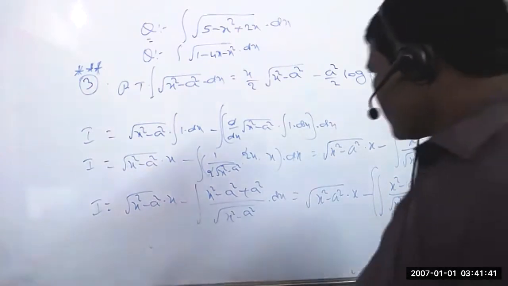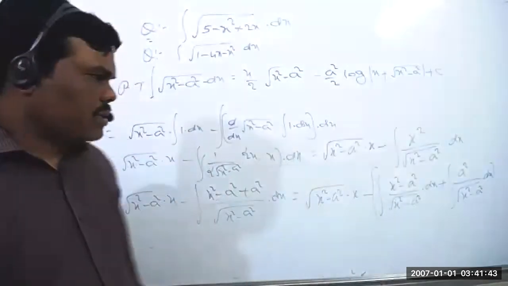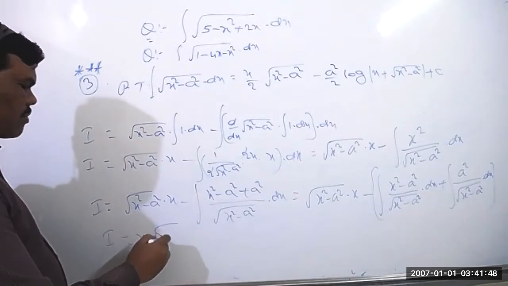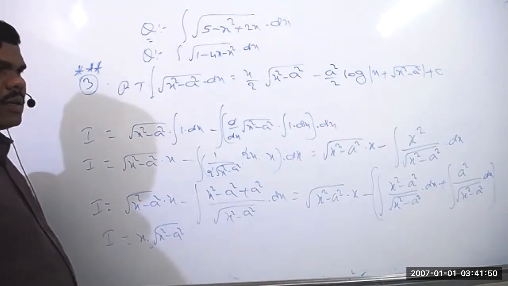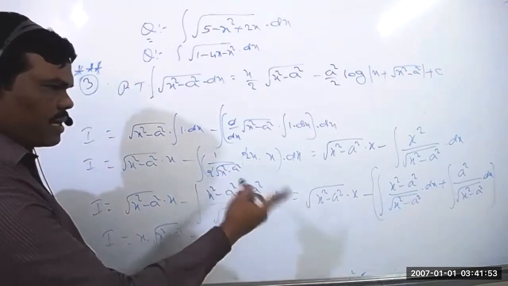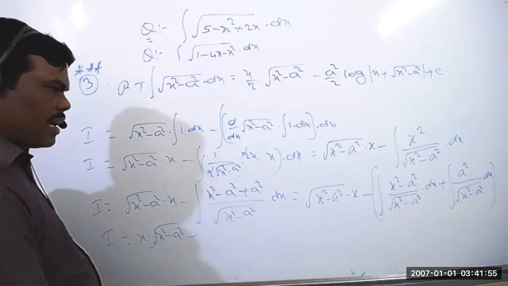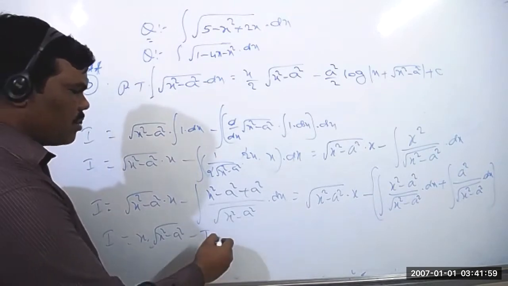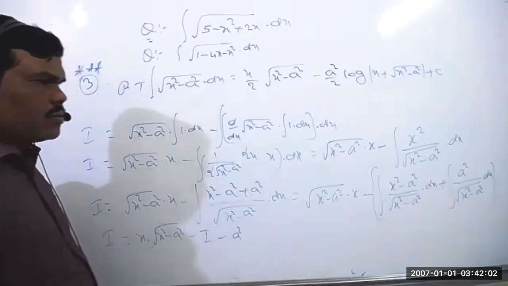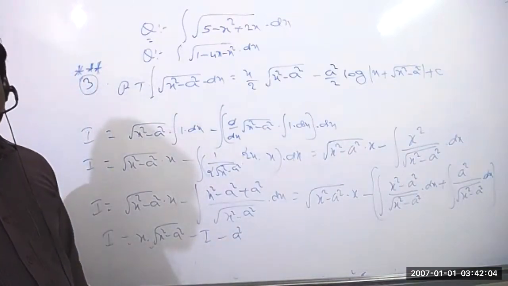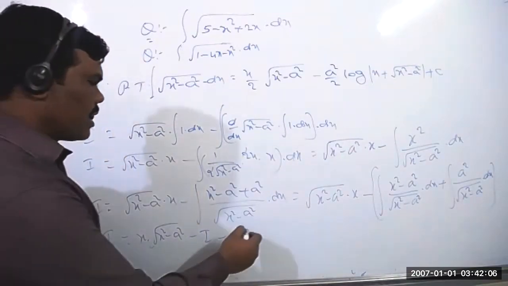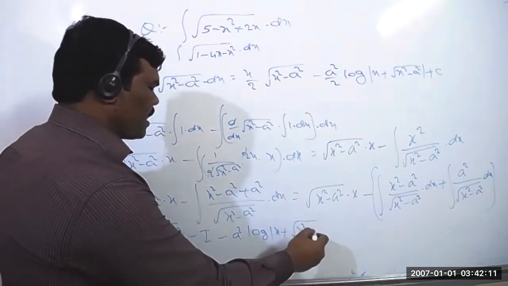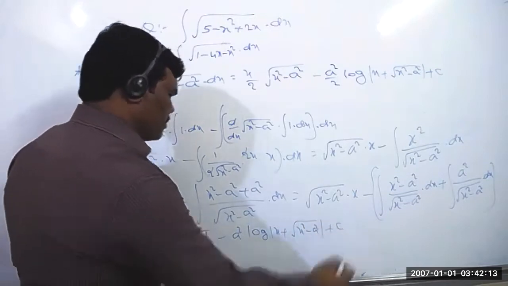This is equal to I, the last one. You will get a square as common, no? Take it outside. So I equals x into root of x square minus a square, and minus into plus equals minus only. I am writing the direct step here now. The first term is I, and minus into plus equals minus, so a square into integration of 1 by root of x square minus a square. So clearly we will get log modulus of x plus root of x square minus a square plus c.